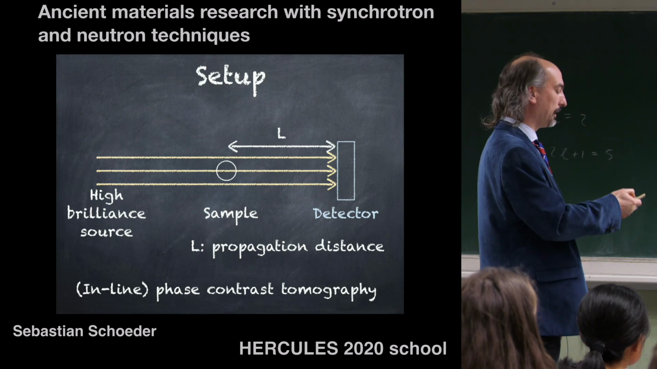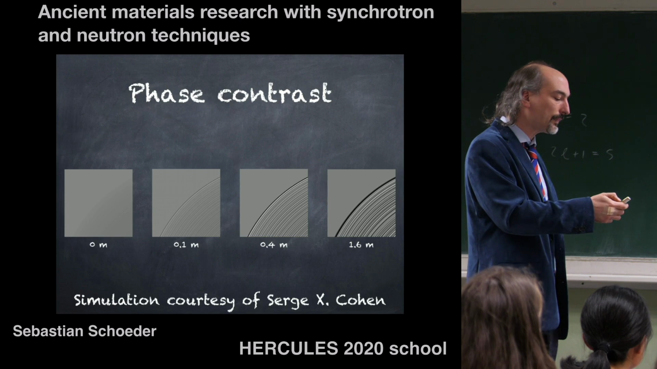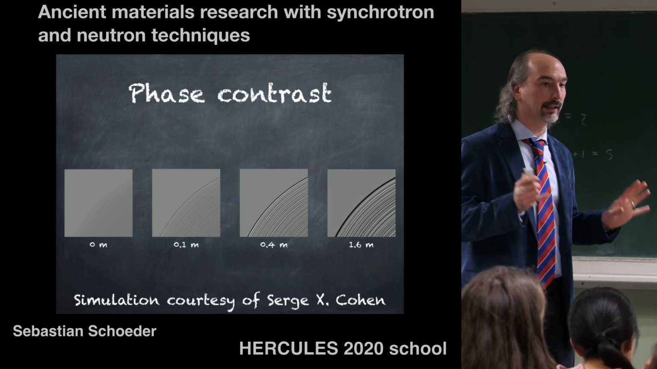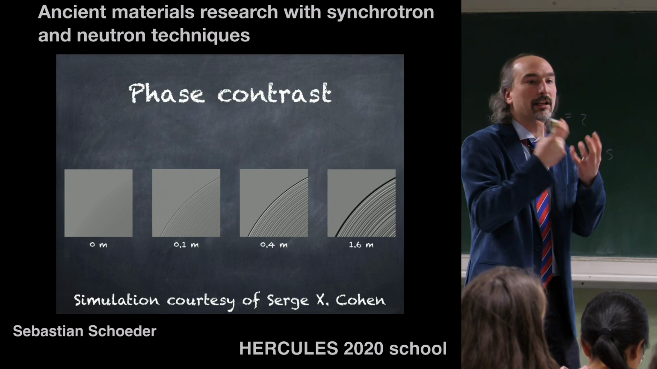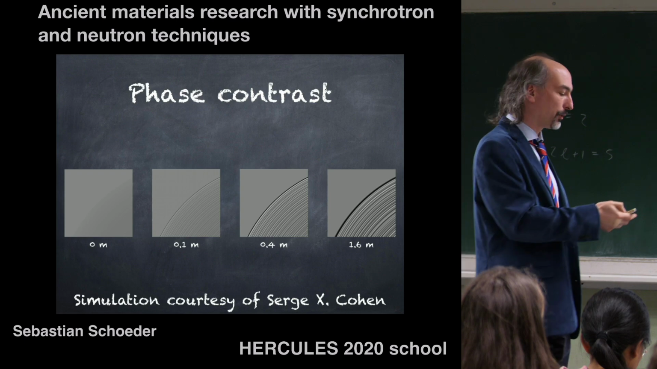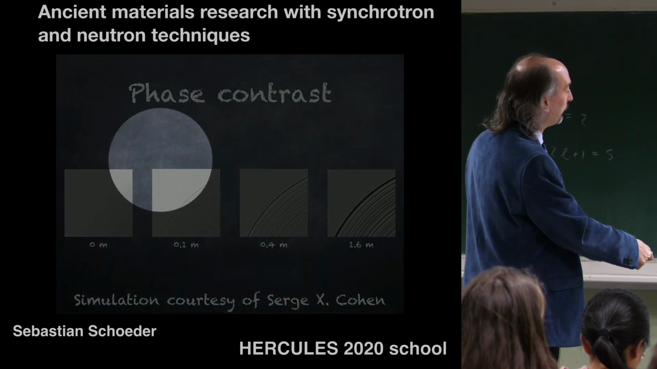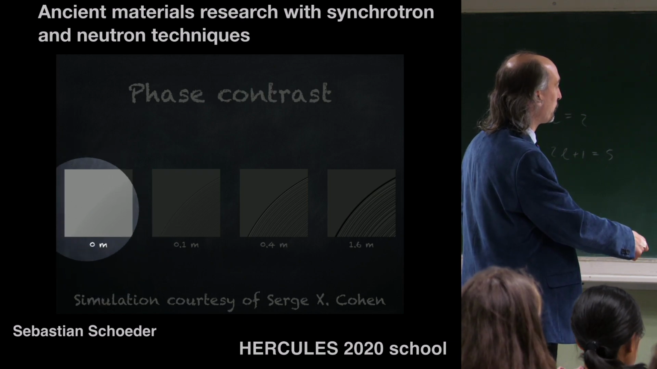This is shown here in this simulation that has been done by a colleague of mine. This is a simulation of growth lines in teeth. So you can see a material that represents growth lines in teeth. You can imagine something that is very thin and has very low absorption contrast. And in fact, if you put your detector directly behind the sample, you cannot see anything. You see there's no absorption contrast at all.